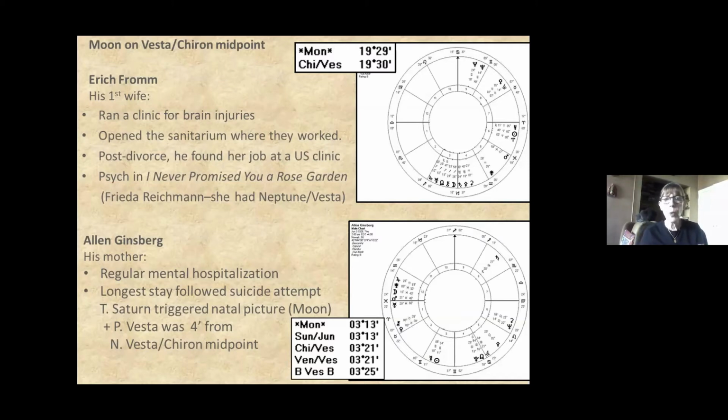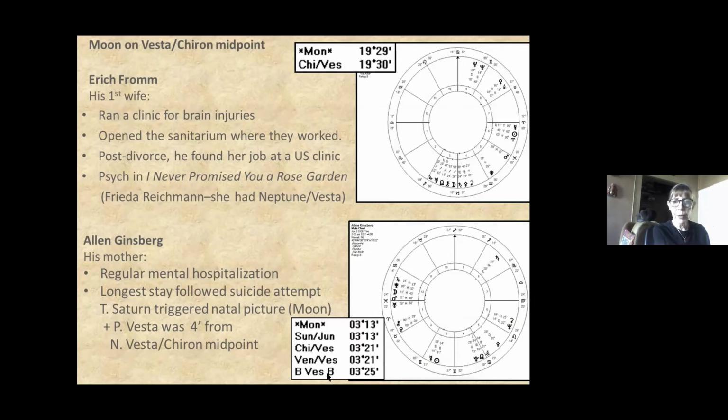His first wife ran a clinic for brain injuries, opened the sanitarium where they worked together. After they divorced, he got her a job at a U.S. clinic. She was the psychiatrist in I Never Promised You a Rose Garden. That was Eric Fromm's wife. At any rate, that's the moon equals Ceres Chiron. The moon equals Vesta Chiron is this wife who ran a clinic, opened a sanitarium, and he got her a job at another clinic.